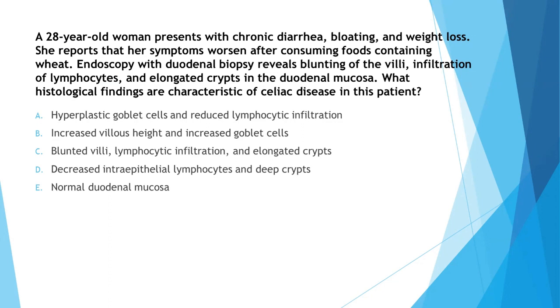So the options we have are: hyperplastic goblet cells with reduced lymphocytic infiltration; increased villus height and increased goblet cells; blunted villi, lymphocytic infiltration and elongated crypts; decreased intraepithelial lymphocytes and deep crypts; and normal duodenal mucosa. Now please pause the video and think what the answer is.